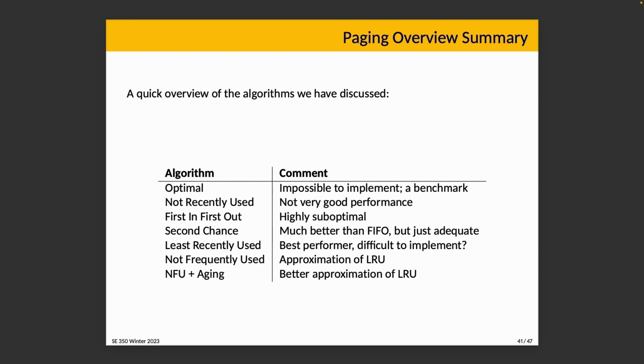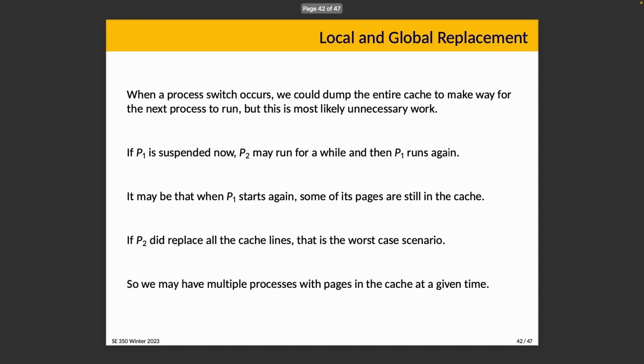Unless there's a specific reason to choose one of the other algorithms, LRU, least recently used, is the one that is most likely to be the algorithm that we select. Now, when a process switch occurs, we could make an effort to just dump the entire cache to make way for the next process to run, but that is most likely unnecessary work, right? If process P1 is suspended now, it's blocked on a semaphore, let's say, process P2 can run for a while, and then P1 runs again.